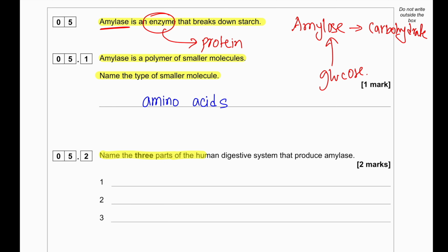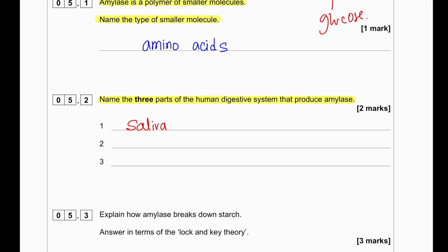Name the 3 parts of the human digestive system that produce amylase. We know that the salivary glands produce amylase, the pancreas produces amylase, and the small intestine produces amylase.